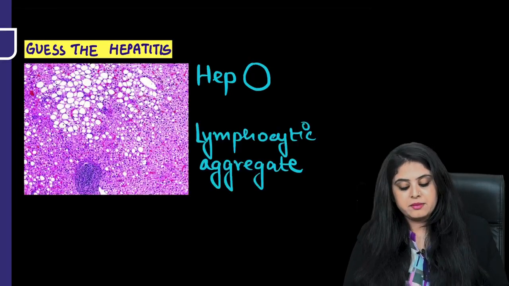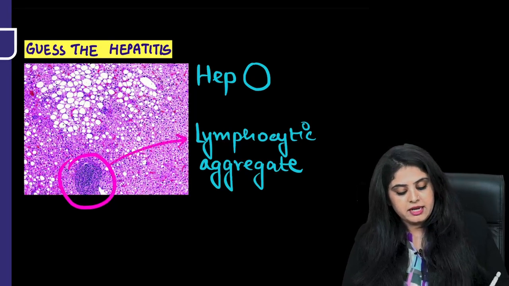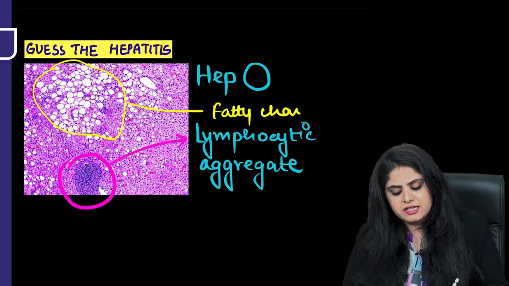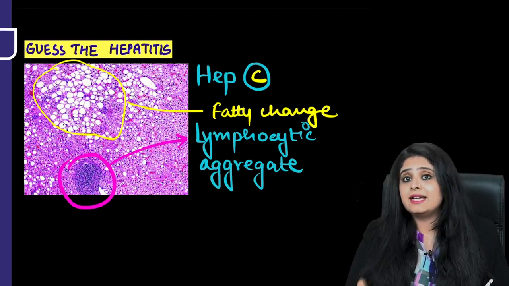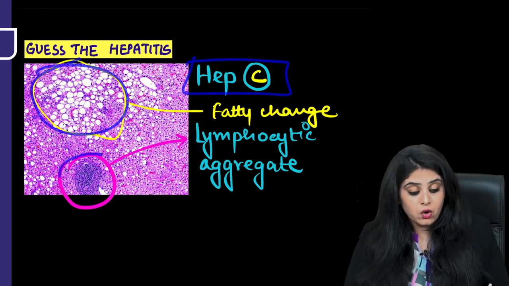Can you guess the next hepatitis? The hepatitis which shows you, number one, a lot of blue cells, which are lymphocytes. Number two, it is also showing you fatty liver. It is showing you fatty change. So which is that hepatitis? Go back. Did I just tell you one hepatitis shows you macrovesicular fatty liver? And that is hepatitis C. So remember, hepatitis C shows you fatty change along with lymphocytes.